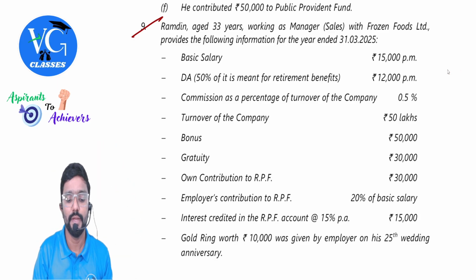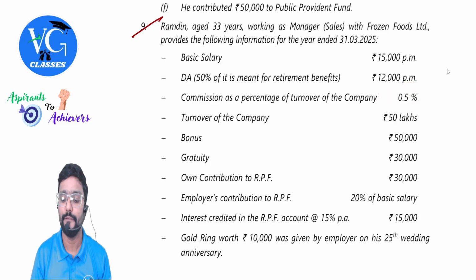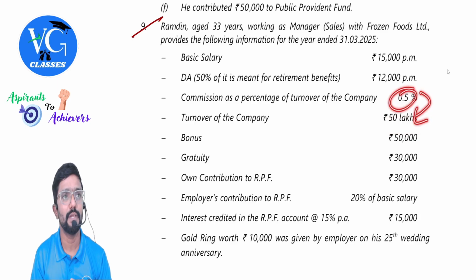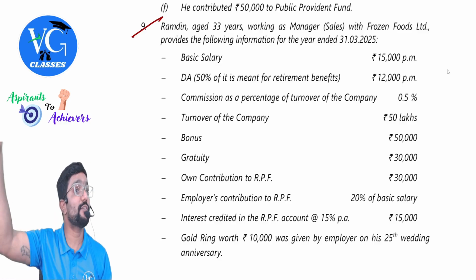Commission as a percentage of turnover of the company 0.5%. What is the turnover of the company? 50 lakh. Guys, please be careful. Here, turnover is given 50 lakhs and commission is paid as a percentage of turnover. So can I tell, commission is expressed as a fixed percentage of turnover?